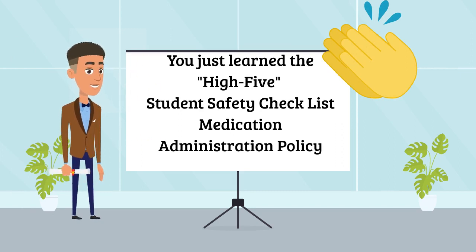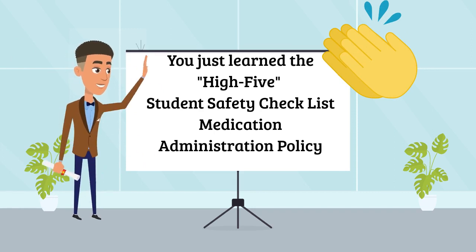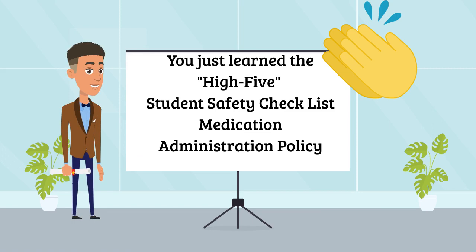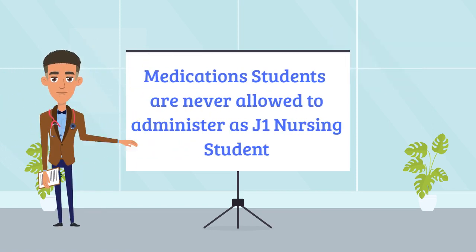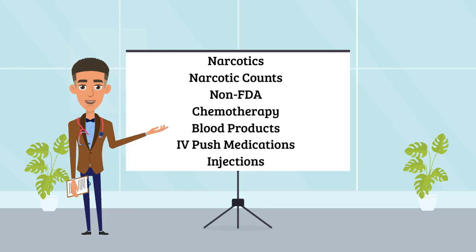You just learned the High Five Student Safety Checklist for medication administration. It is an important safety measure in place to ensure UTA students are providing high-quality nursing care and maintaining patient safety. Let's discuss medications that students are never allowed to administer as a J1 nursing student.